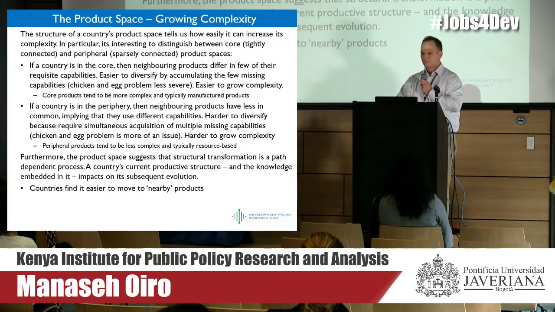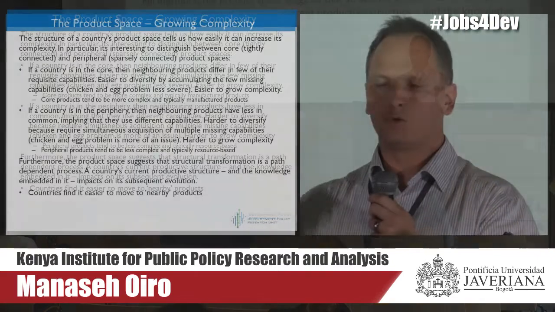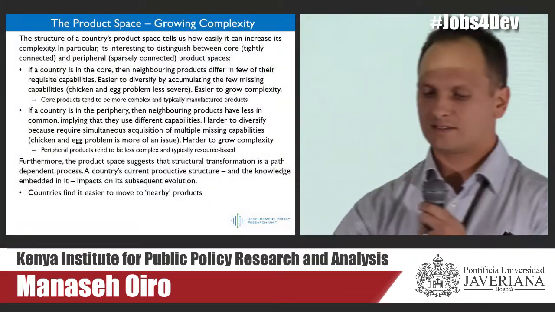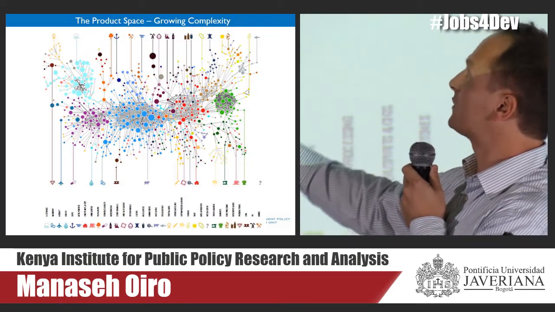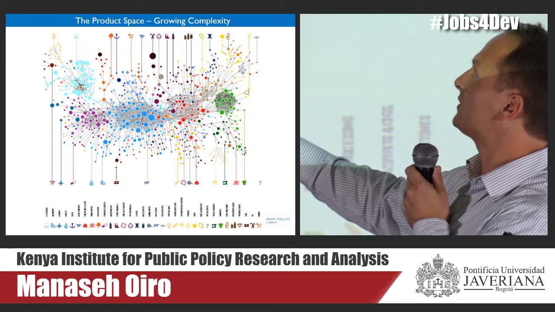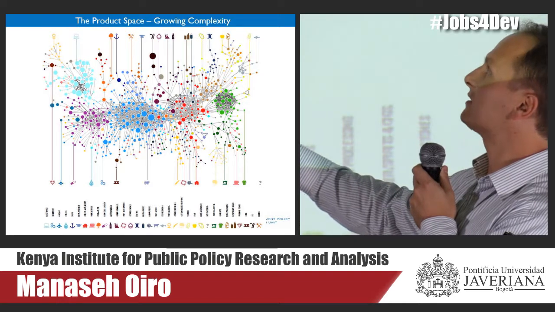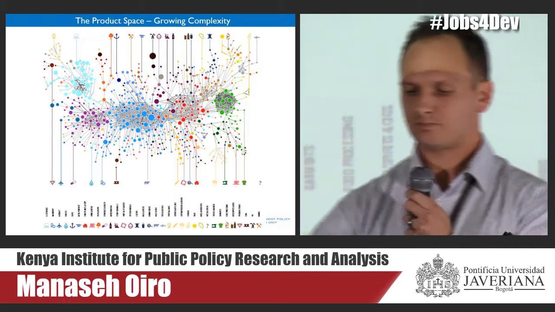So we distinguish between core and peripheral, and the core products are highly connected. What we mean by that is that if you produce motor vehicles or motor vehicle parts, there's a lot of other machinery products that you can shift into quite easily. So in this space over here, there's lots of other options or other products whose productive capabilities are very similar to those in motor vehicle parts, for instance.